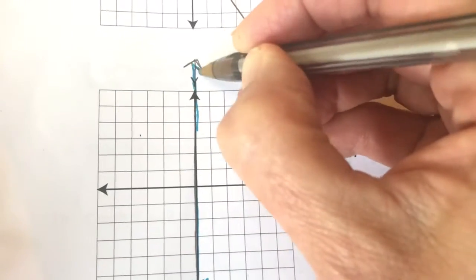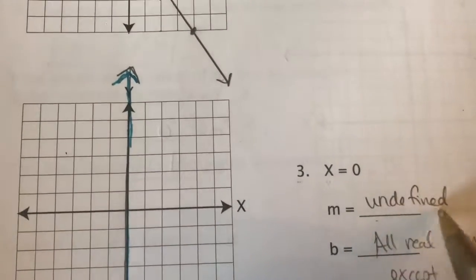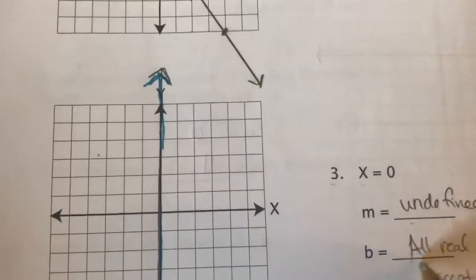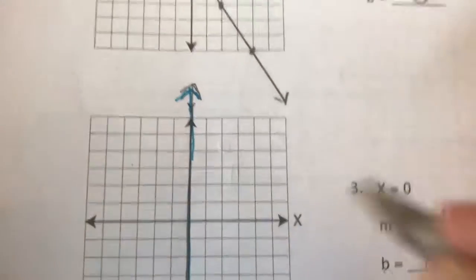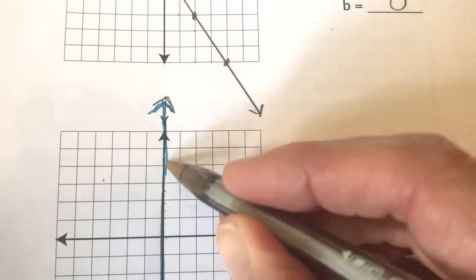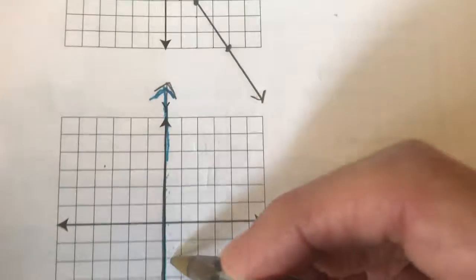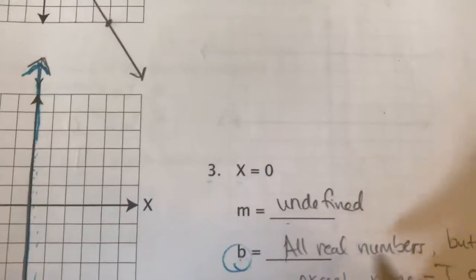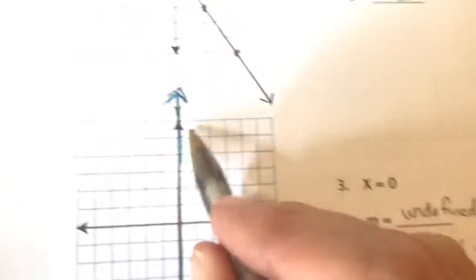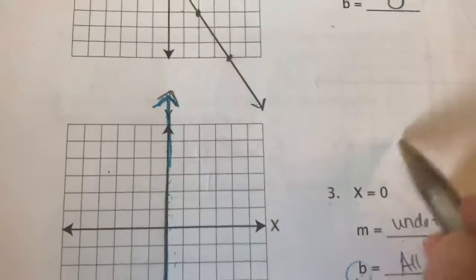I know all vertical lines have undefined slope, okay? But when it says, where does it hit the y-intercept? Well, good gosh, it is the y-intercept. So it's hitting all these values. So this answer should be all real numbers right there, all real numbers, because that's where it's hitting. So that one, this one's weird.